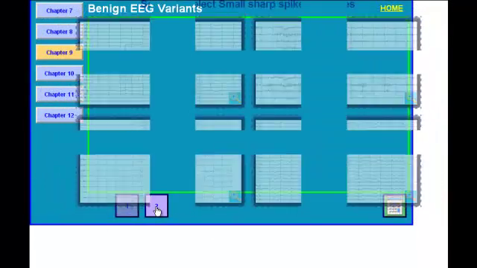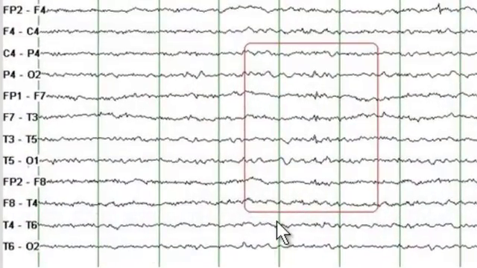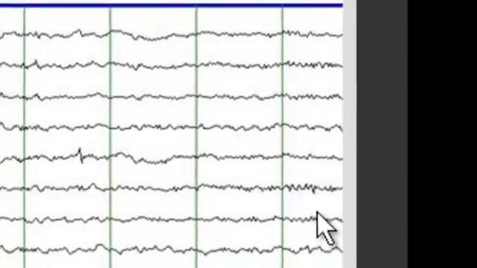So let's go to the second slide here. You see a number of patterns. So select small sharp spikes. I'll go to it right away. What you see here in the box, first, there are no eye blinks there. You do not see a lot of muscle artifact. The EEG is slow, so this patient is most likely asleep. You, in fact, see some degree of sleep spindles that are also there.